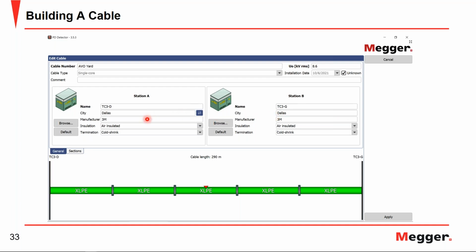I'm in Dallas. It's manufactured by 3M. They're air insulated and cold shrink. So obviously you can see you can change the type of insulation and termination, and clarify some of just the header information. You even have the ability to put in a picture if I wanted to. So you could browse and actually put in a picture, and it would look good in the reporting for you. At the bottom, you actually see my cable already built. I had already built it before, but if we wanted to build it, what we would do is go to the Sections tab here.